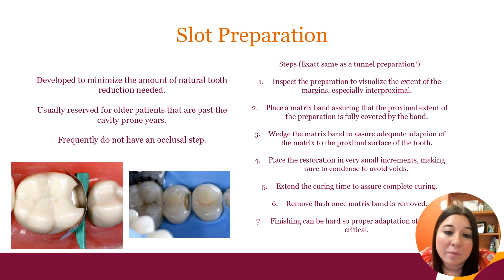So again, we're going to inspect the preparation to ensure that we know where it's going, the extent of the margins. We're going to place a matrix band, wedge it, place the restoration in small increments, extend the curing time, remove flash. Finishing can be a little difficult sometimes. Essentially, it's just like placing a class 2 that involves the occlusal surface. It's not much different, just a smaller area and less work you have to do.